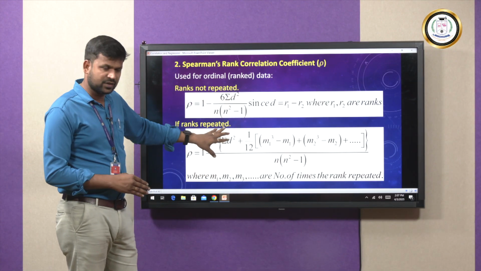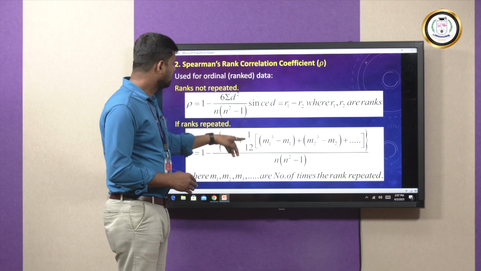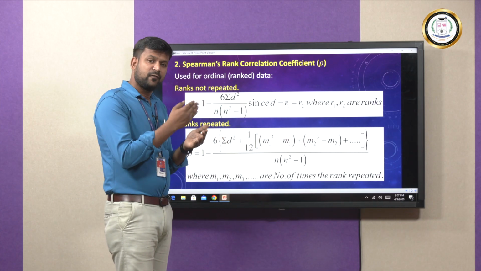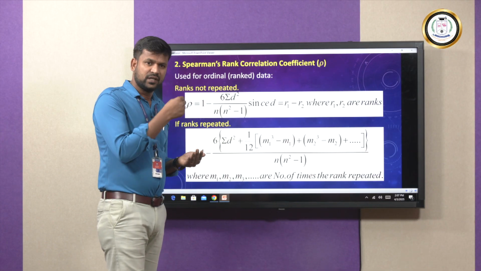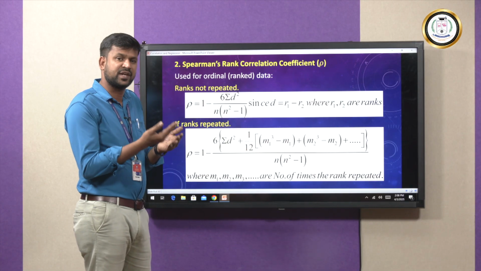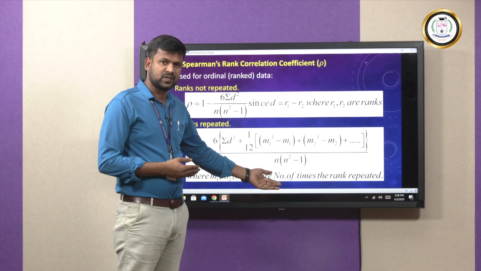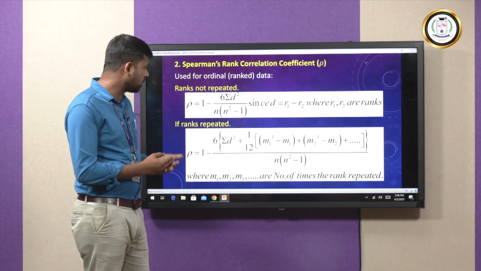If the rank is repeated, rho equal to, we have this formula: 1 minus 6 into summation d square plus 1 by 12 of m1 cube minus m1, plus m2 cube minus m2, plus m3 cube minus m3, and so on. Here m1, m2, m3 are for the ranks that are repeated: which rank is repeated and how many times is equal to m1. The next, m2, is another rank which is repeated, and we apply that similarly to the remaining terms, according to how many times each has been repeated. Let's see some problems on this.